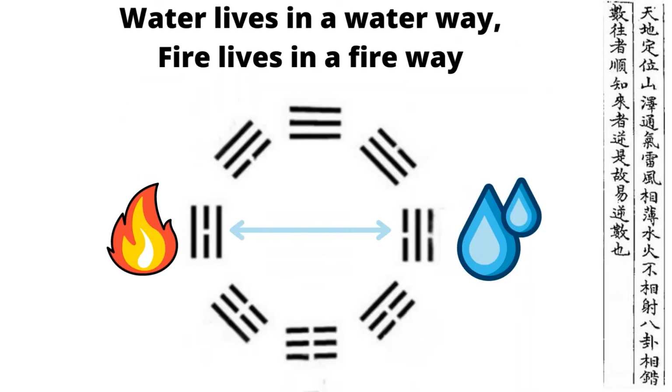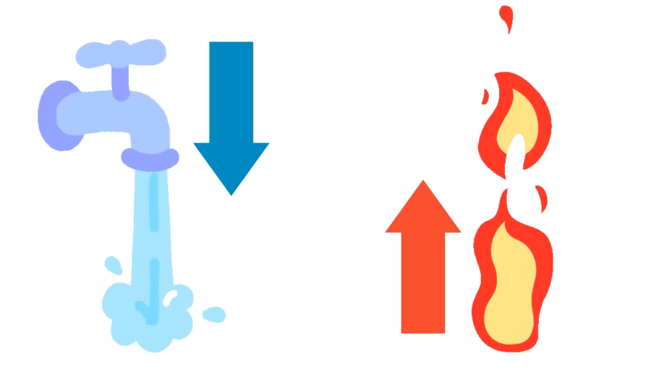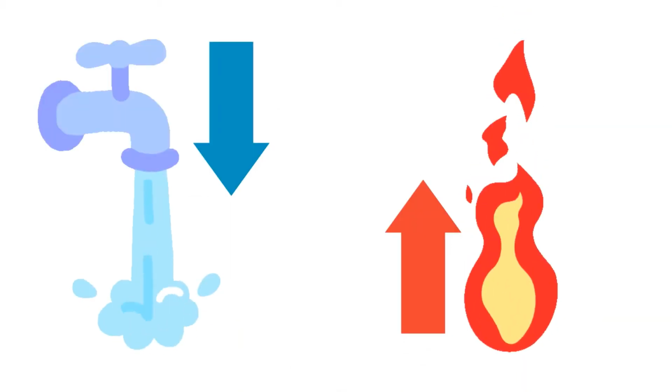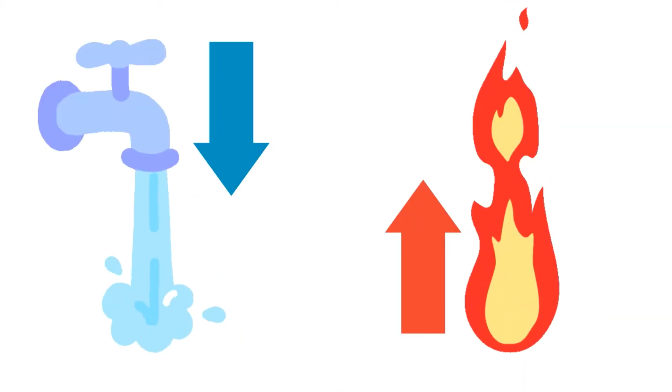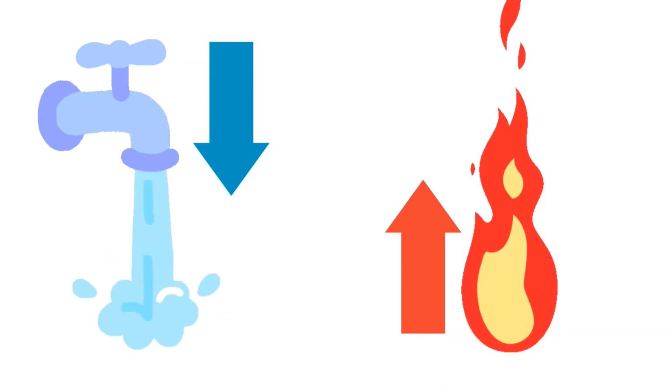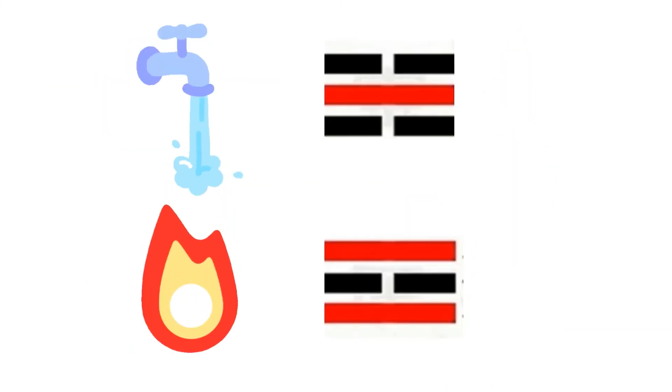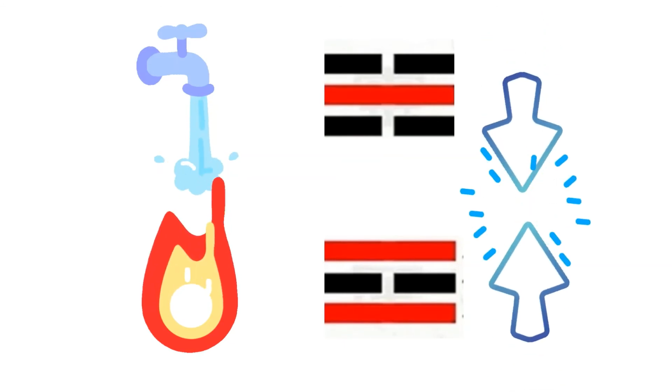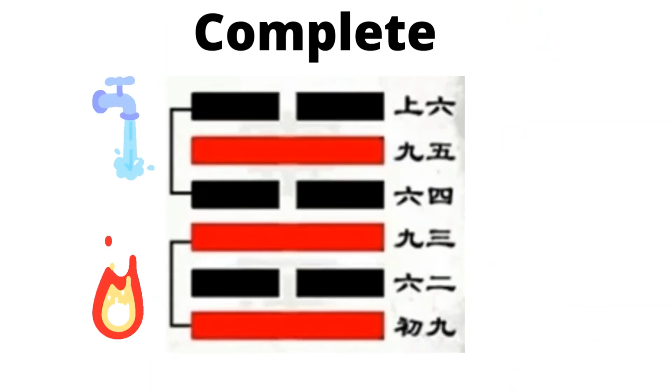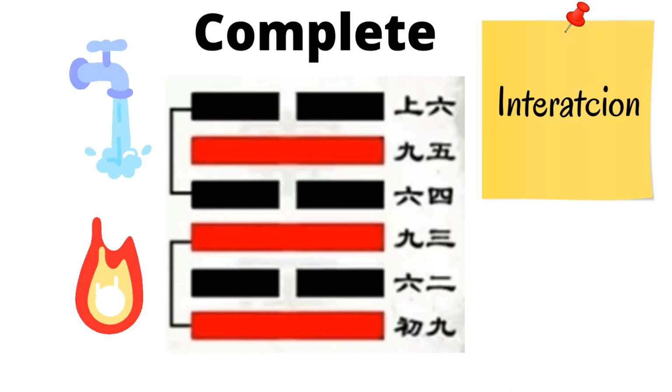Book of Changes says water lives in a waterway, fire lives in a fireway. Apparently, it is common sense that water moves downwards, and fire moves upwards. So, if water is in the upper section while fire is in the lower section, is this a good sign because they are interacting with each other? Yes, this is the perfect hexagram named complete. Interaction is present in this hexagram.